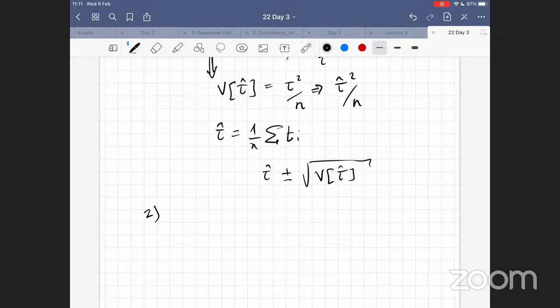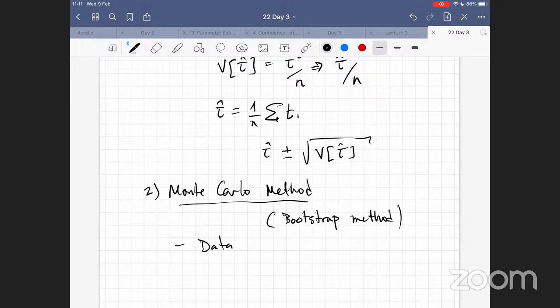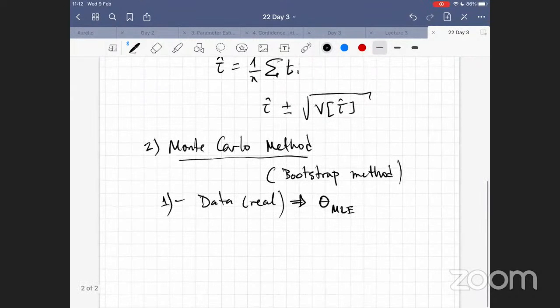So there is a very powerful way. I think that this was raised yesterday, which is the Monte Carlo method. So what is the Monte Carlo method I'm talking about? It is referring to the bootstrap method, or bootstrapping. So the idea here is, first of all, imagine you have your real data. With the real data, this is like step one, you are able to find your optimum parameter by maximizing the likelihood of the data. Let me call this theta MLE real. Right?